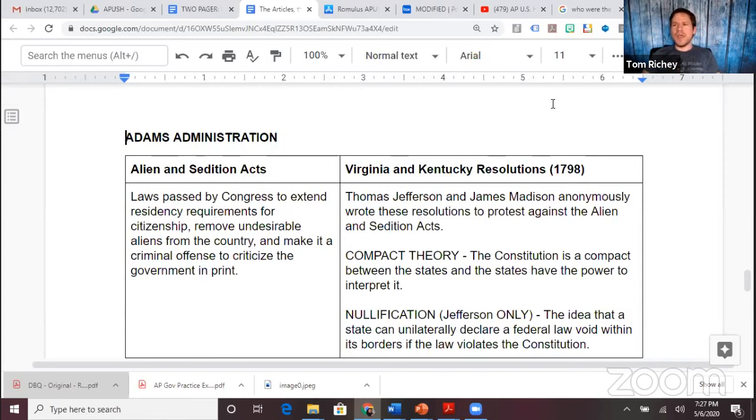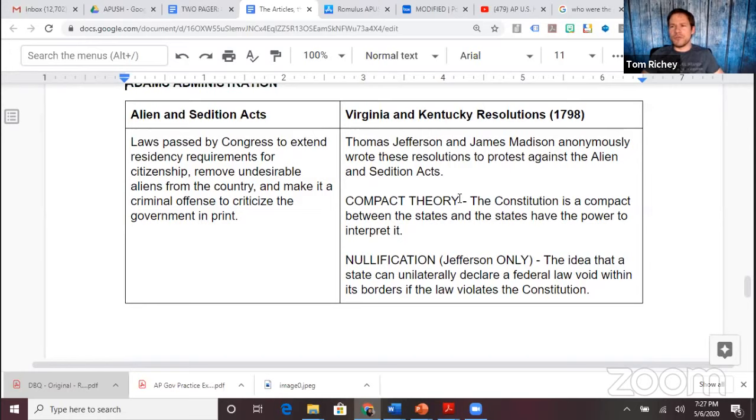So basically, Jefferson and Madison anonymously wrote the Virginia and Kentucky Resolutions, where they protested the Alien and Sedition Acts, and they both advocated for the compact theory of the Constitution, that the Constitution is a compact between the states and the states have the power to interpret it. Whereas nullification, that's only Jefferson, the idea that a state can unilaterally declare a federal law void within its borders if the law violates the Constitution. Madison did not go so far as to say that, but Madison believed that the states have the authority to interpret the Constitution, and they have a right to what Madison called interpose between the federal government and their citizens and to file a complaint. So you see a little bit of a difference in Jefferson and Madison, but at the same time they're on the same page in terms of the general theory of the Constitution.